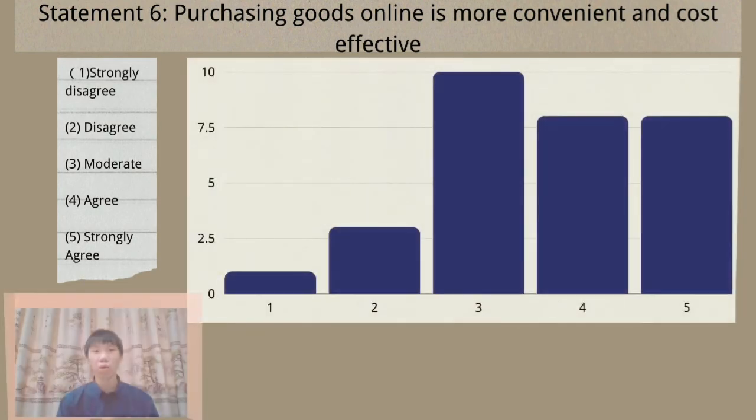For Statement 6, 1 respondent chose strongly disagree and 3 respondents chose disagree, which represents 10%. 10 respondents chose moderate, which represents 33.33%. 8 respondents chose agree, 26.67%, and 8 respondents chose strongly agree. The total number of respondents who chose agree and strongly agree is 16.